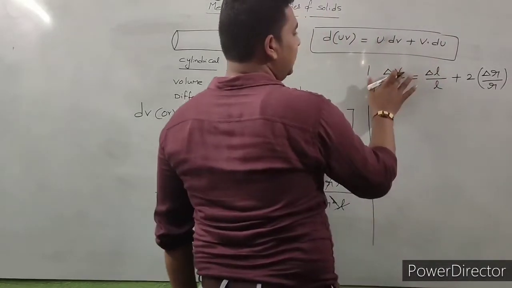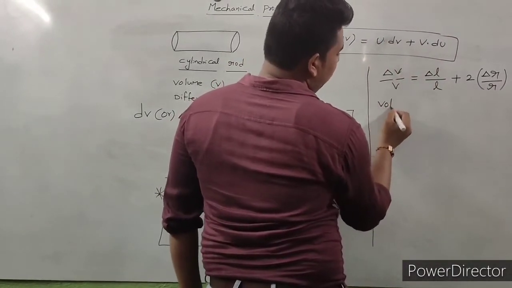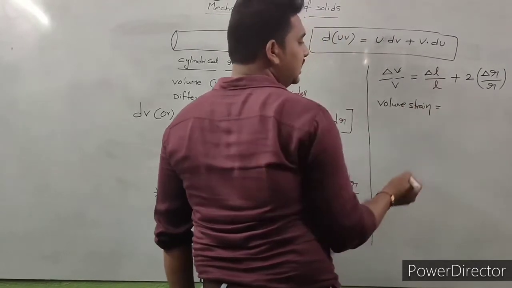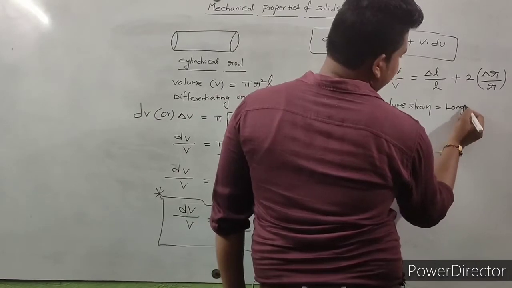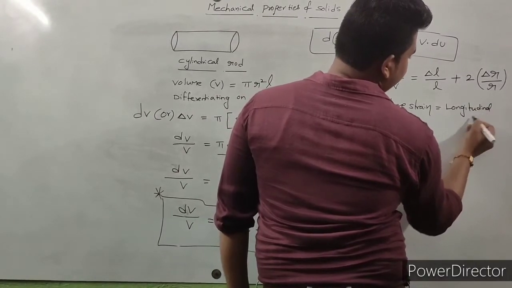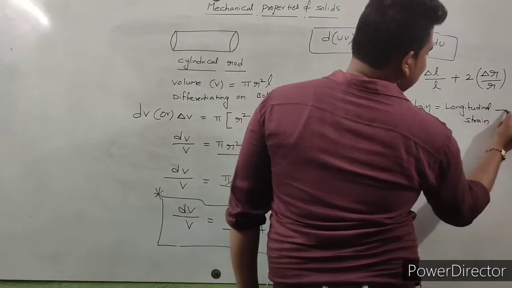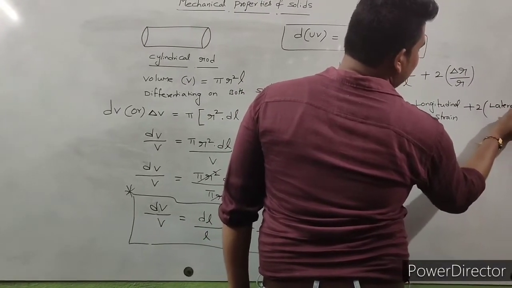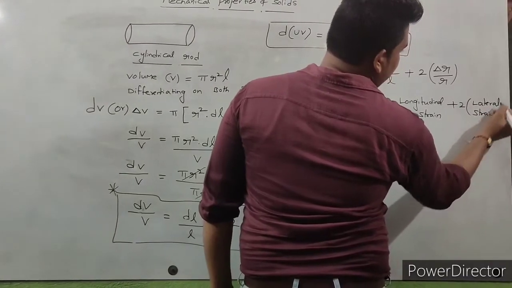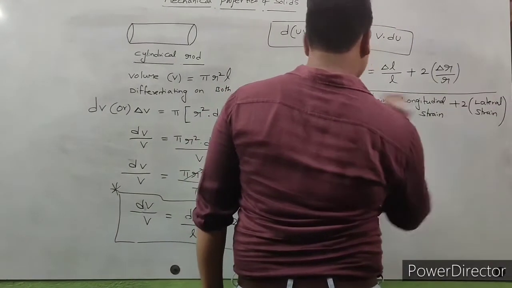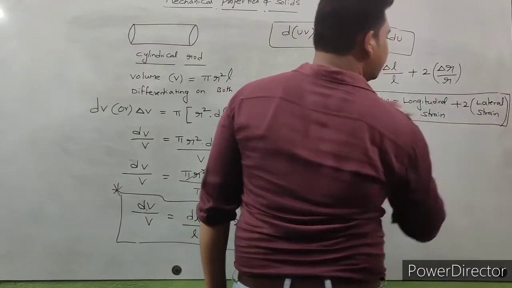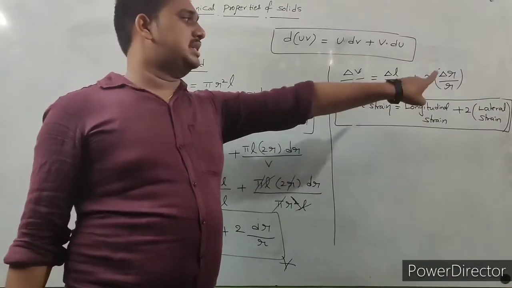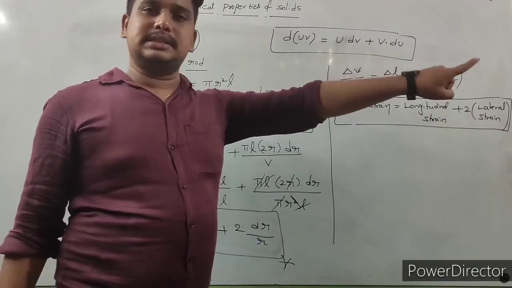Okay, so this is nothing but volume strain. Volume strain is equal to, this is nothing but longitudinal strain, plus 2 into, this is nothing but lateral strain. So this can be written as this. This relation is very important. Volume strain is equal to longitudinal strain plus 2 times lateral strain.